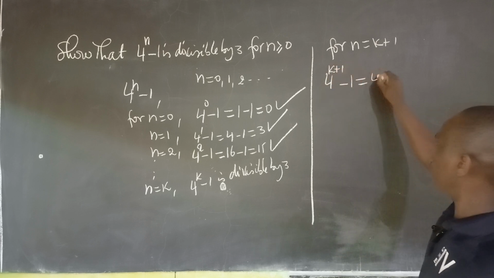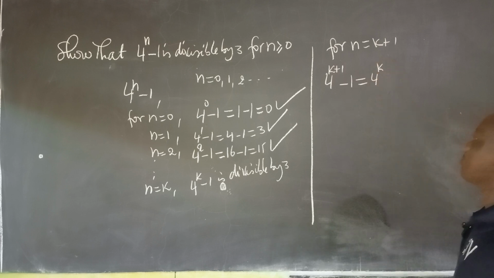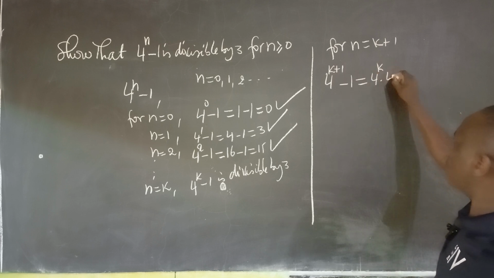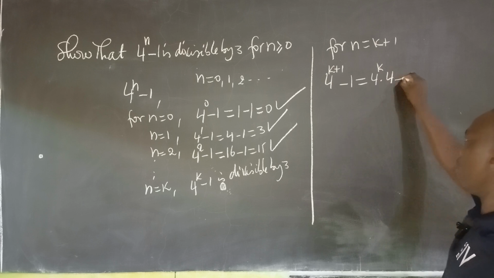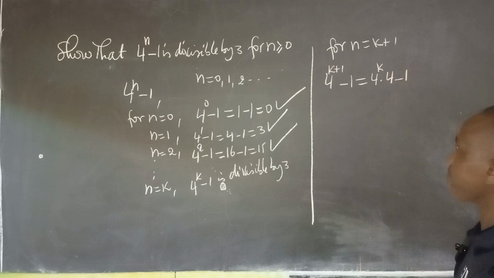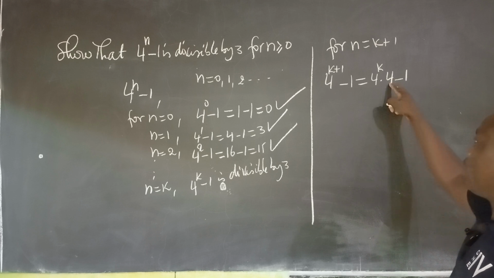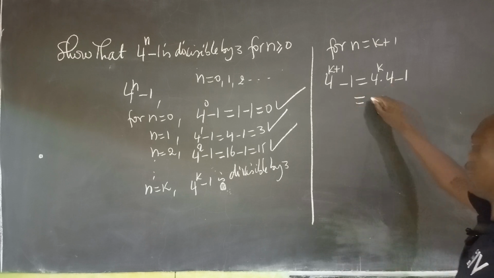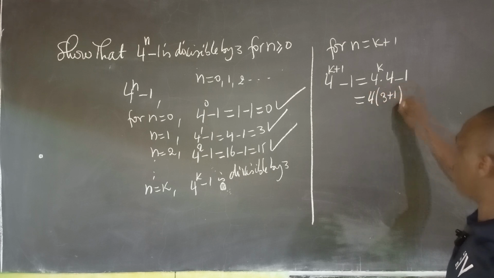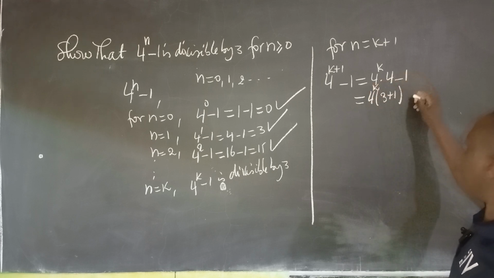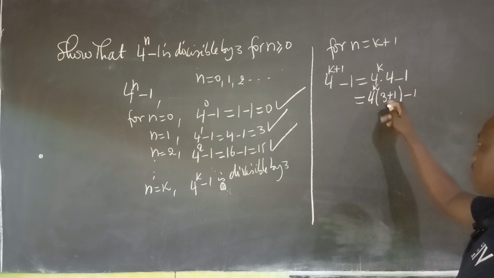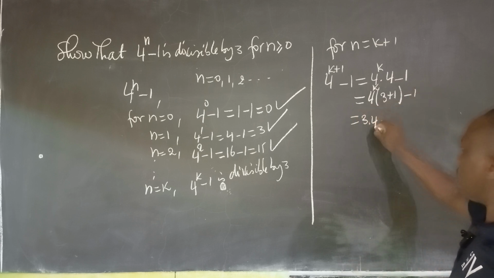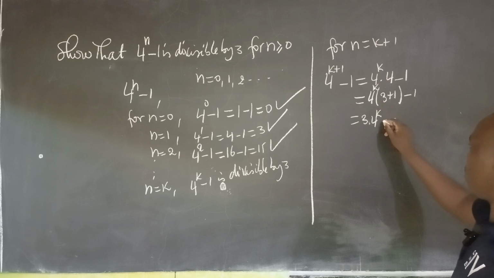This is equal to 4 power k times 4 power 1, which is 4, minus 1. Here 4 is the sum of 3 and 1. This can be written as 4 power k times 3 plus 1, minus 1. Take this in, and you have 3 times 4 power k plus this times this, which is 4 power k minus 1.